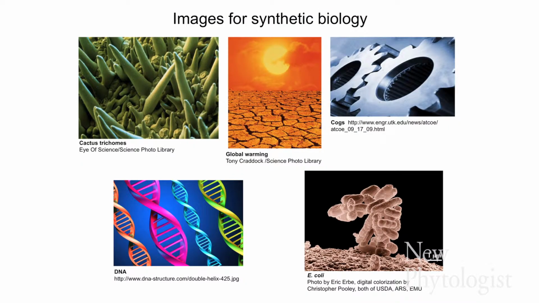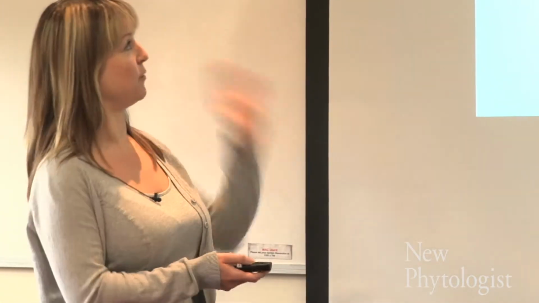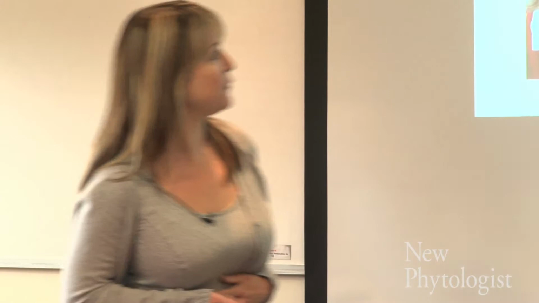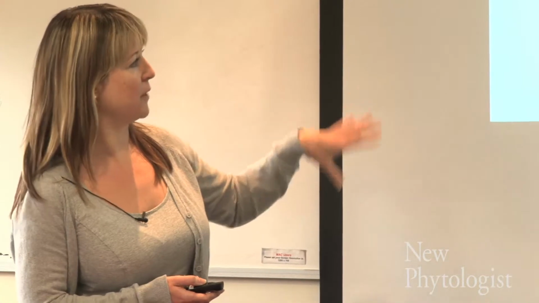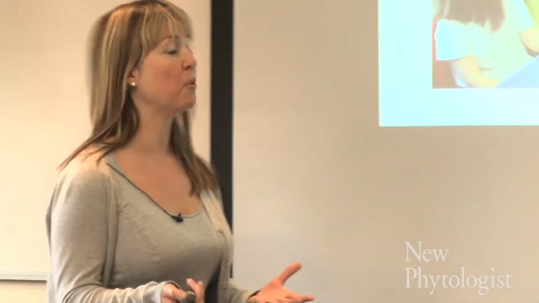They wanted to explore the use of synthetic biology for addressing problems with the environment, such as creating more drought-resistant plants. So there's cactus trichomes, desiccated landscape, some cogs, DNA, and E. coli. These images were given to the artist and the writer. For the science session, the children learnt about DNA code and structure. At this age group, they don't really learn about this. They'd heard of DNA from the TV, mainly from crime shows, so they understand that DNA is used to track criminals, but they don't really know any more than that.